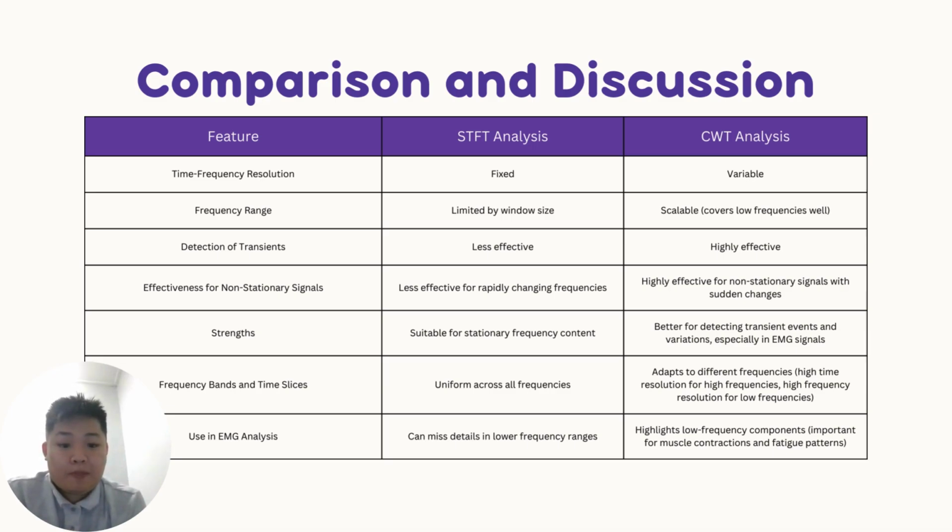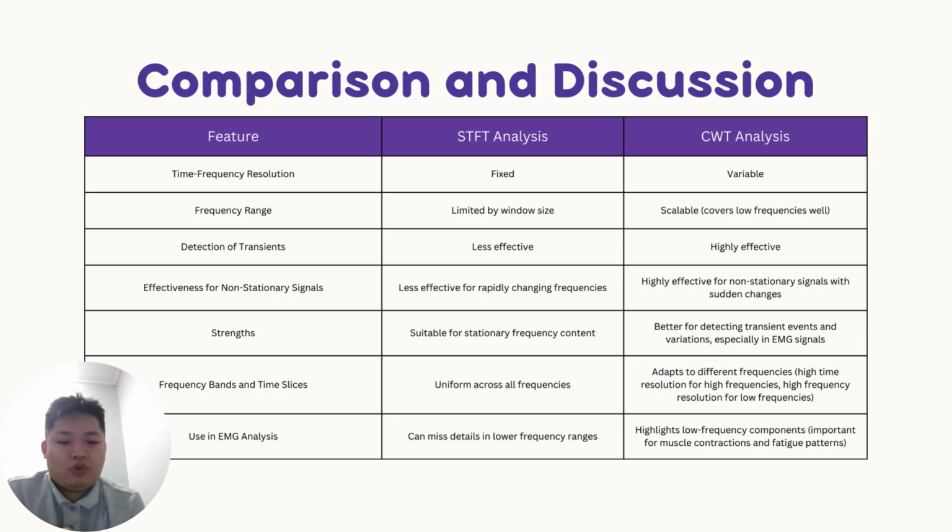So lastly, when coming towards the comparison and discussion, we think of seven criteria or seven features used to distinguish between the STFT analysis and the CWT analysis. The first, of course, is the time frequency resolution, where STFT is fixed while CWT is variable. The second is the frequency range: STFT is limited by window size, while CWT analysis is scalable. And for the detection of transients, STFT is less effective while CWT is more effective.